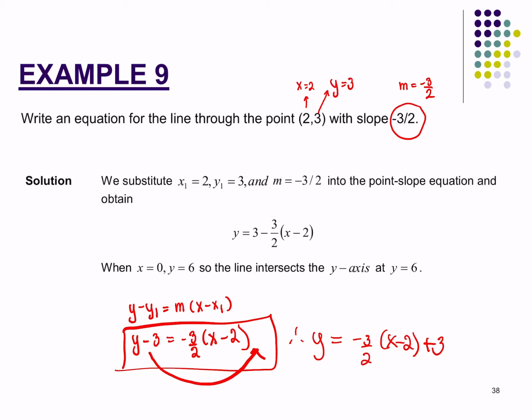Right, so when x, let's try this one. Suppose I plug in x equivalent to 0 in this case, then I will know the line intersects with the y-axis at y equivalent to 6. Or you can just try to plug in any value of x and then you get the value of y, and that value of y will tell you where the line intersects the y-axis.